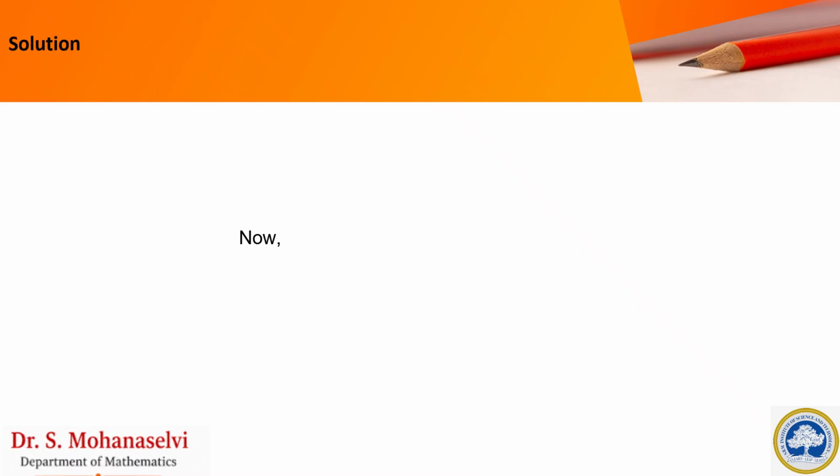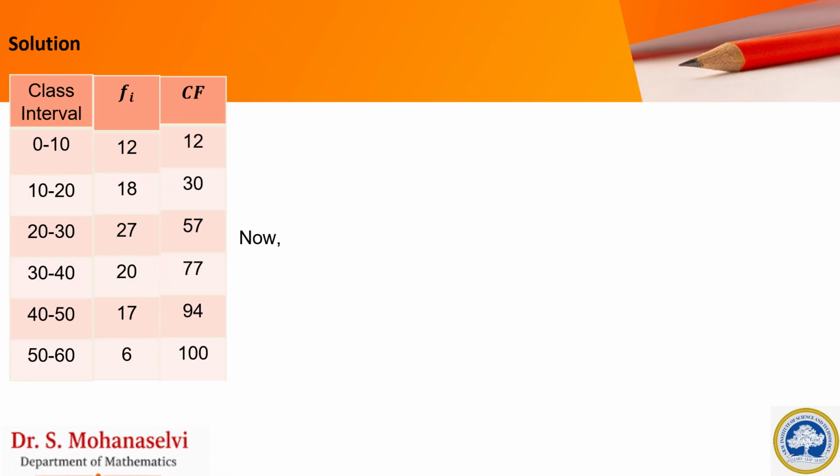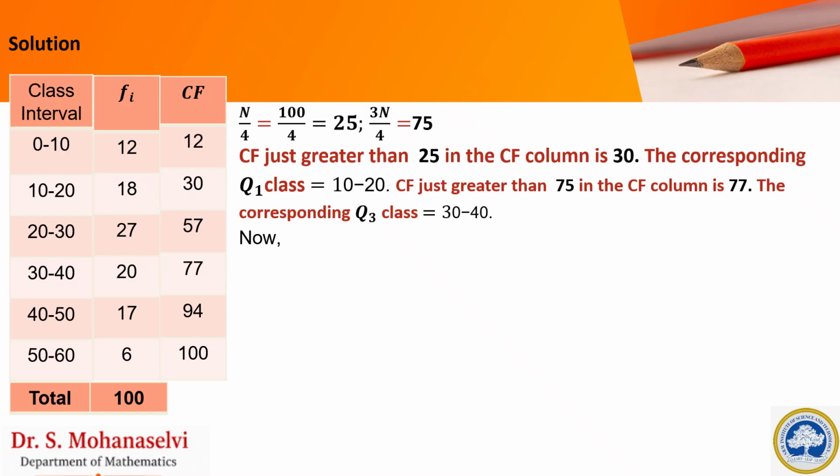Now let us see an example. We will enter the class intervals in the first column, corresponding frequencies in the second column and the cumulative frequency in the third column, and the total number of frequencies is 100. Now n by 4 is 25 and 3n by 4 is 75. So the cumulative frequency just greater than 25 in the cumulative frequency column is 30, and the corresponding class interval will be the Q1 class. So that is going to be 10 to 20.